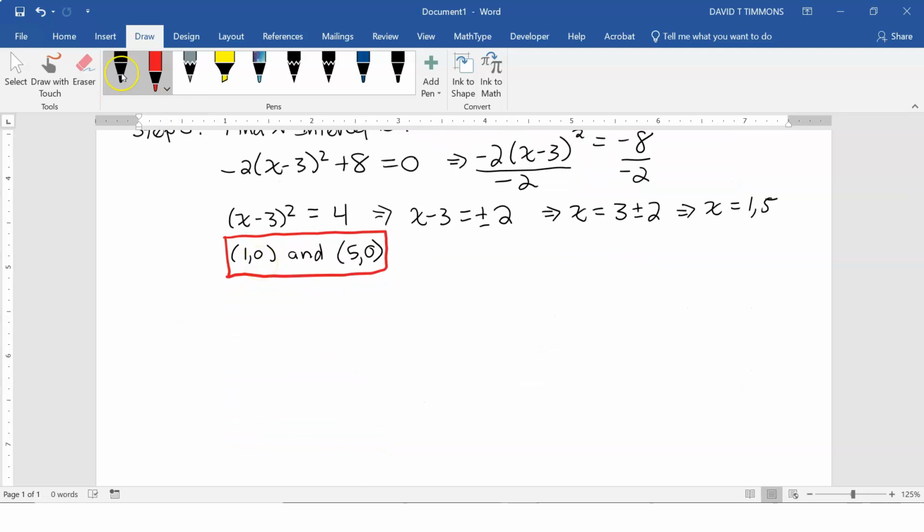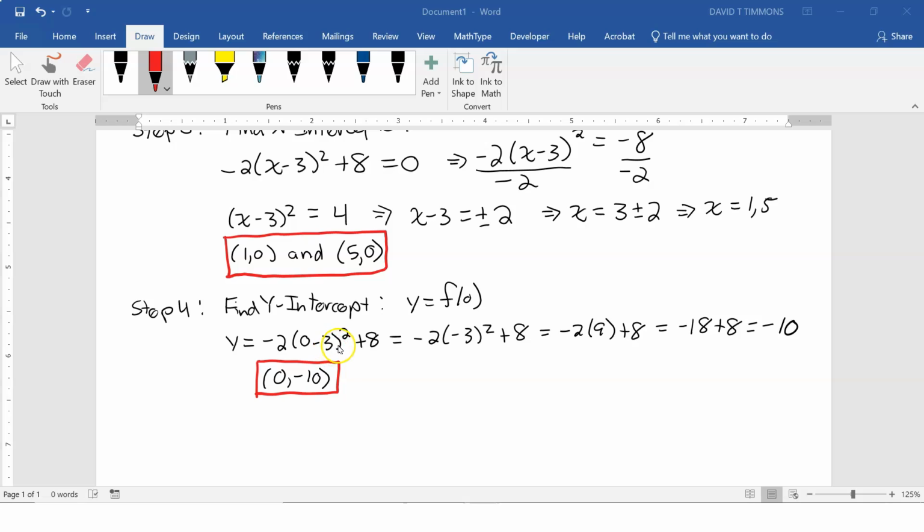Now step 4 is to find the y-intercept. So what we'll do is substitute 0 into the function. Substitute 0 into the equation of your quadratic function and carefully evaluate. So here we'll get minus 2 times (minus 3) squared plus 8, which is minus 2 times plus 9. And eventually we'll get a value of minus 10. But remember, we're graphing. So write that y-intercept in coordinate point form.